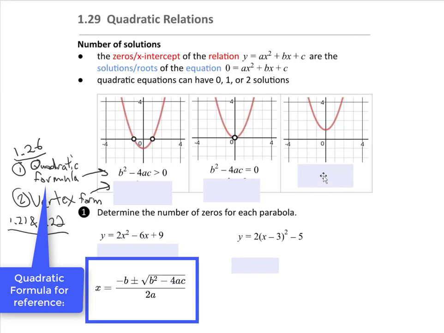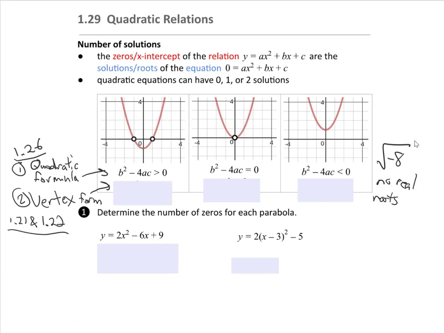If you have b squared minus 4ac less than 0, that means it's negative under the square root. Fun fact, we actually saw this in one of our homework examples. We had square root negative 8. How do you take the square root of negative 8? Well, you can't. No real roots. So we just leave it as there's no real roots. That means there's no solution, and on the graph, the parabola doesn't touch the x-axis.